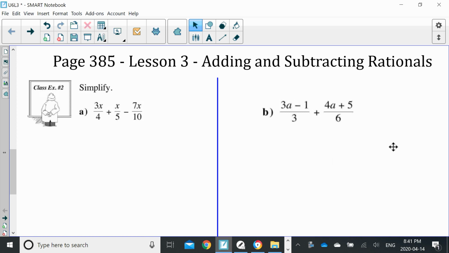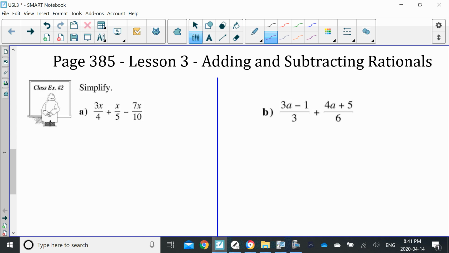Hi, everyone. Somebody emailed me and pointed out that there were a couple of mistakes made in the video for page 385, which is lesson 3 on adding and subtracting rationals. The mistakes were made in class examples 2A and B. So what I'm going to do in this video is just redo these two class examples so that you can see how they would be solved.